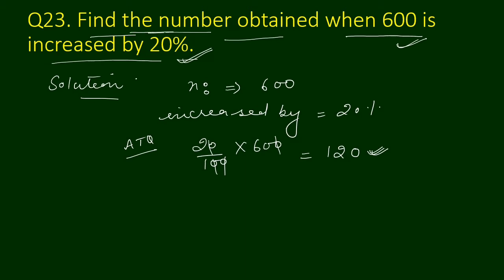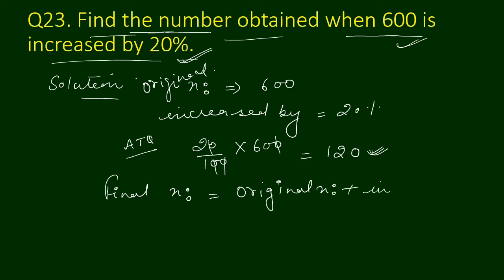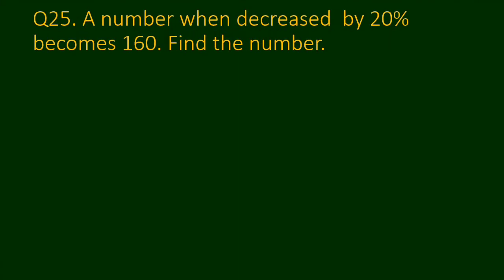And you have to find the number when it is increased. So what will the final number be? It was your original number, so original number plus the increase. How much is it increased? 120. Original was 600, increased by 120, so the number you will get is 720. Clear?